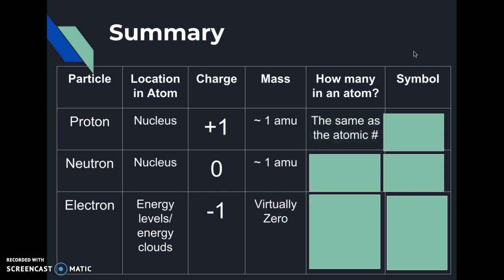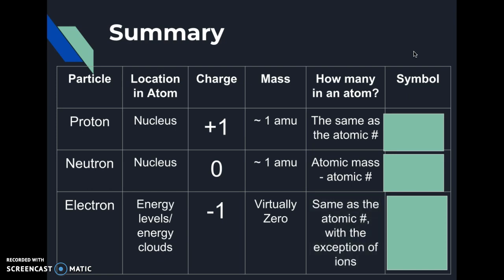Now, protons, we can use our periodic tables to find the number of protons in an element. It's the same as the atomic number. Neutrons, we find that by taking the atomic mass rounded off, aka the mass number. And we'll take that mass number and subtract away the atomic number to leave us with the neutrons. Electrons are the same as the atomic number, with the exception of ions, and I'll get to that in a later video.